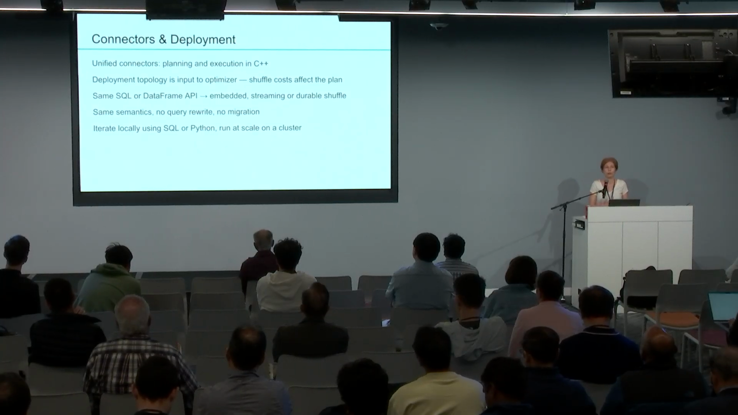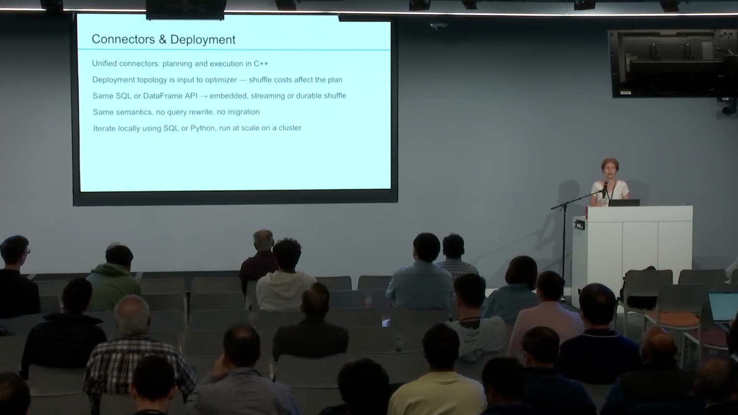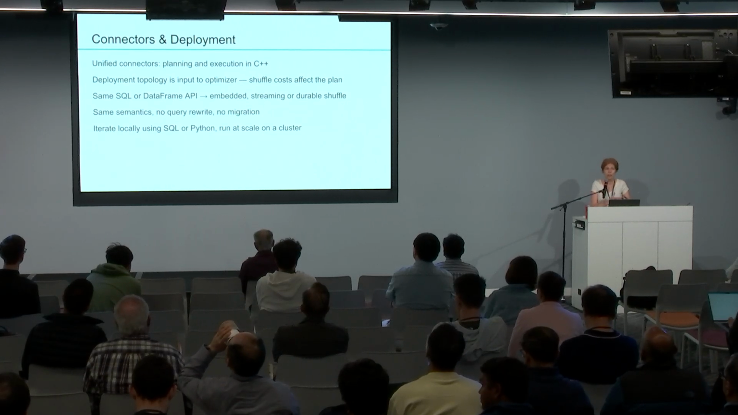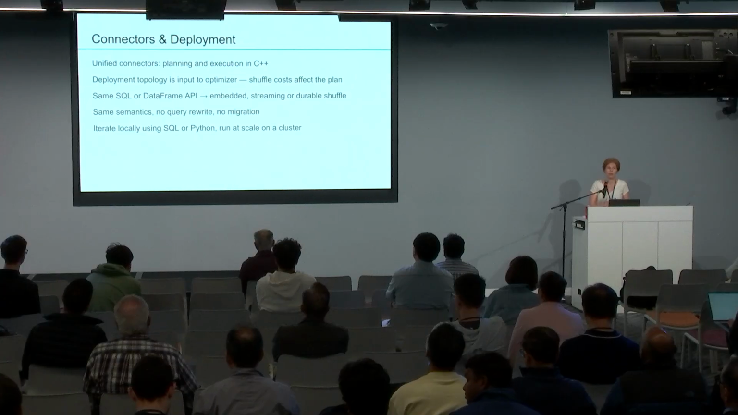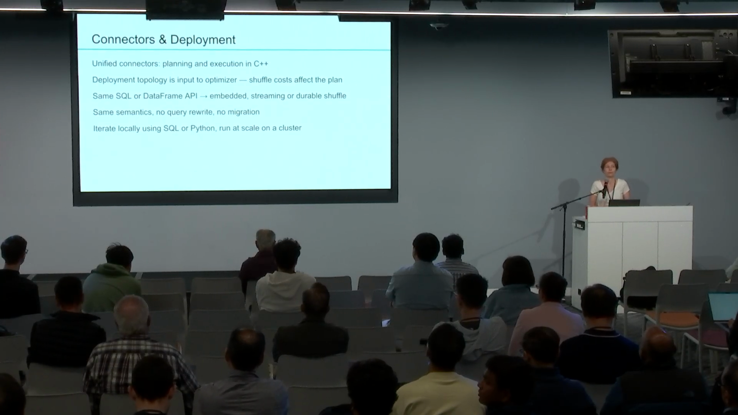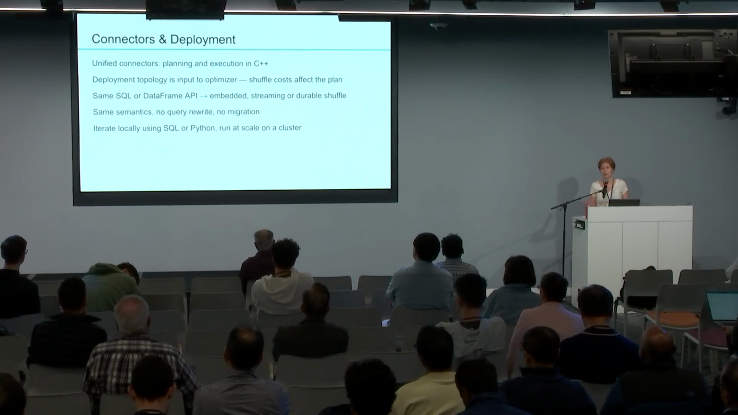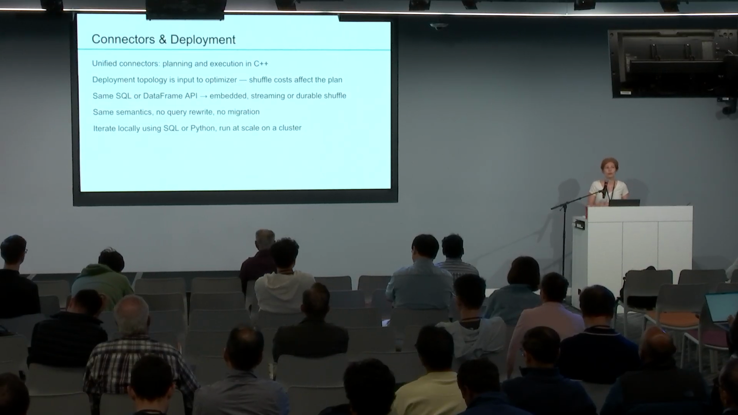The optimizer produces a physical plan, a set of Velox plan fragments connected by shuffle boundaries. The deployment topology is an input to the optimizer, so shuffle costs affect join ordering and other plan decisions. The runtime takes the physical plan and orchestrates execution, embedded in a single process, distributed with streaming or durable shuffle.